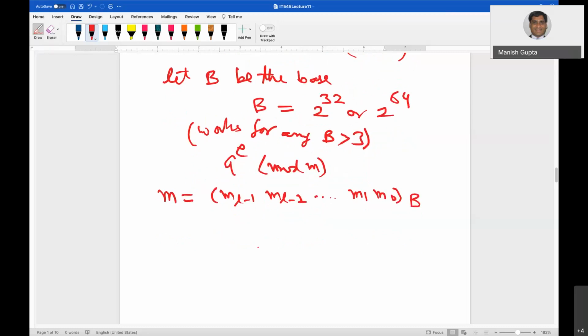We pre-compute something. We pre-compute capital T. T is a value: the greatest integer of B raised to power 2l divided by M.